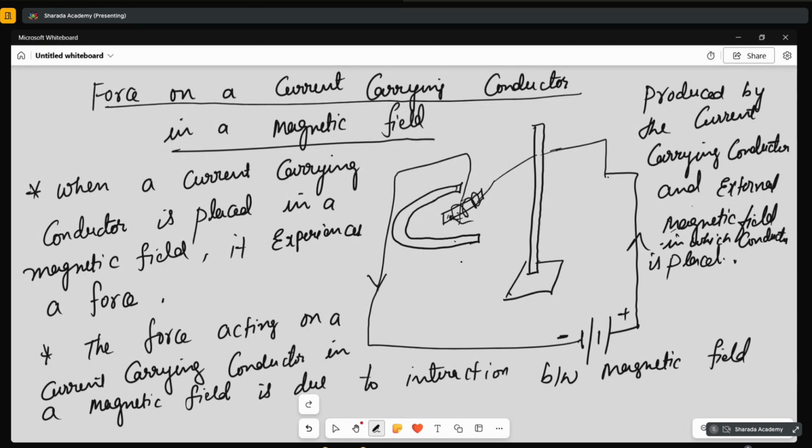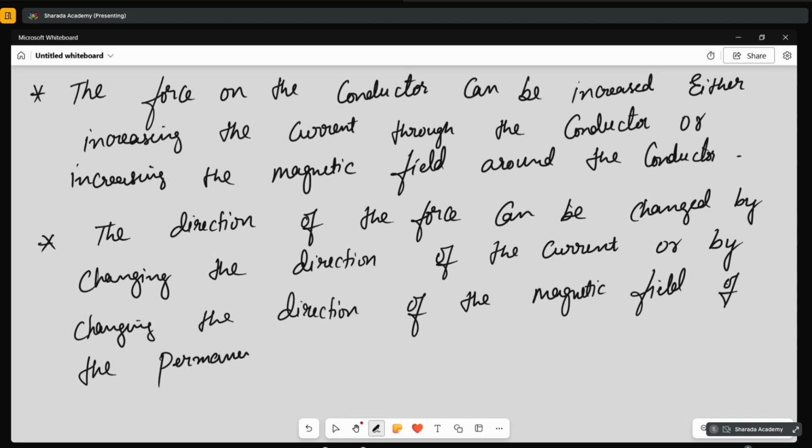So instead of keeping it like this, if it is north and south and I interchange that to south and north, that is, change the direction of the magnetic field of the permanent magnet, then what happens? There also we see that the direction of the force will change. Magnet.